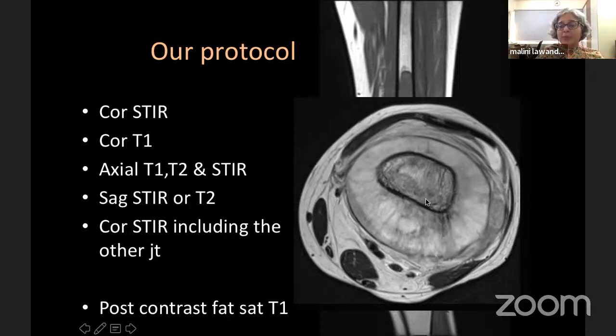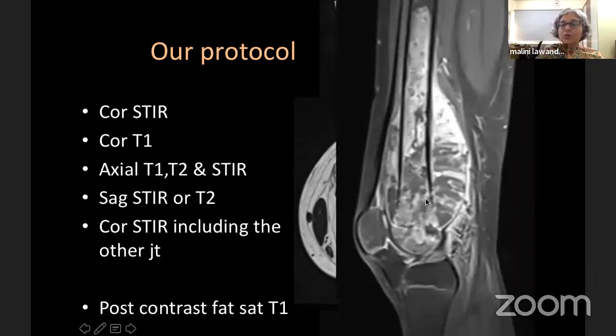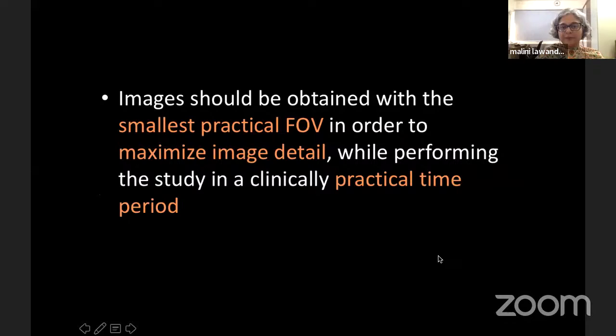And it's very important to always have a scan which includes the other joint also. So if I'm scanning the knee joint and the lesion is in the femur, we end with a coronal STIR image which is including the hip joint also. After that, we do contrast images, where after injection of gadolinium, we obtain fat saturated T1 weighted images. So the tumor will take up contrast, and the areas of necrosis and cystic component can be seen well.